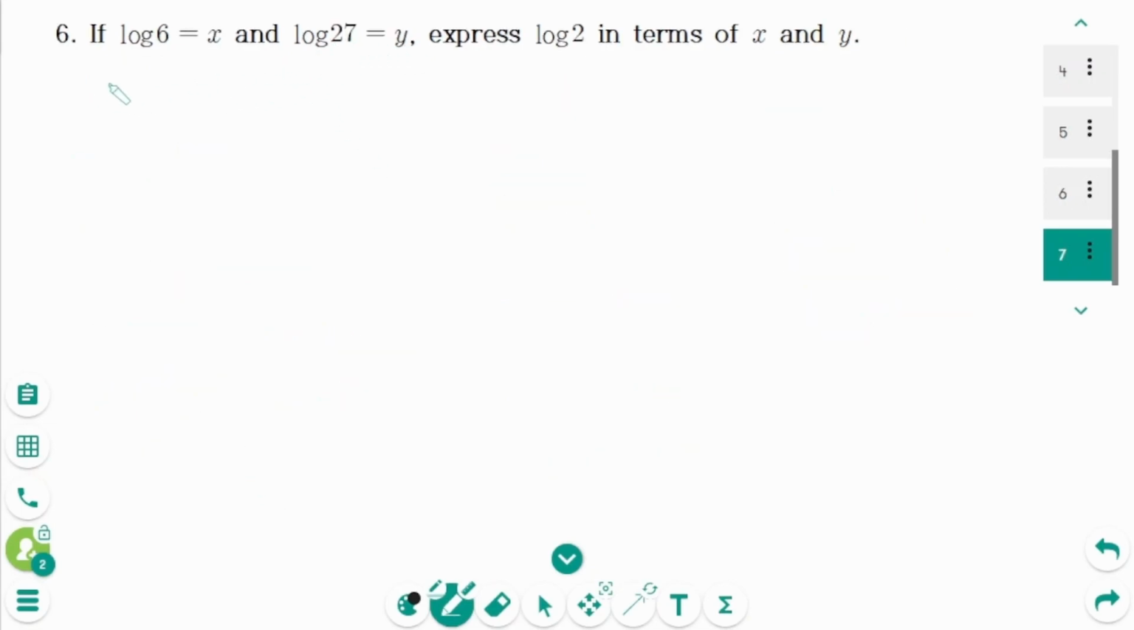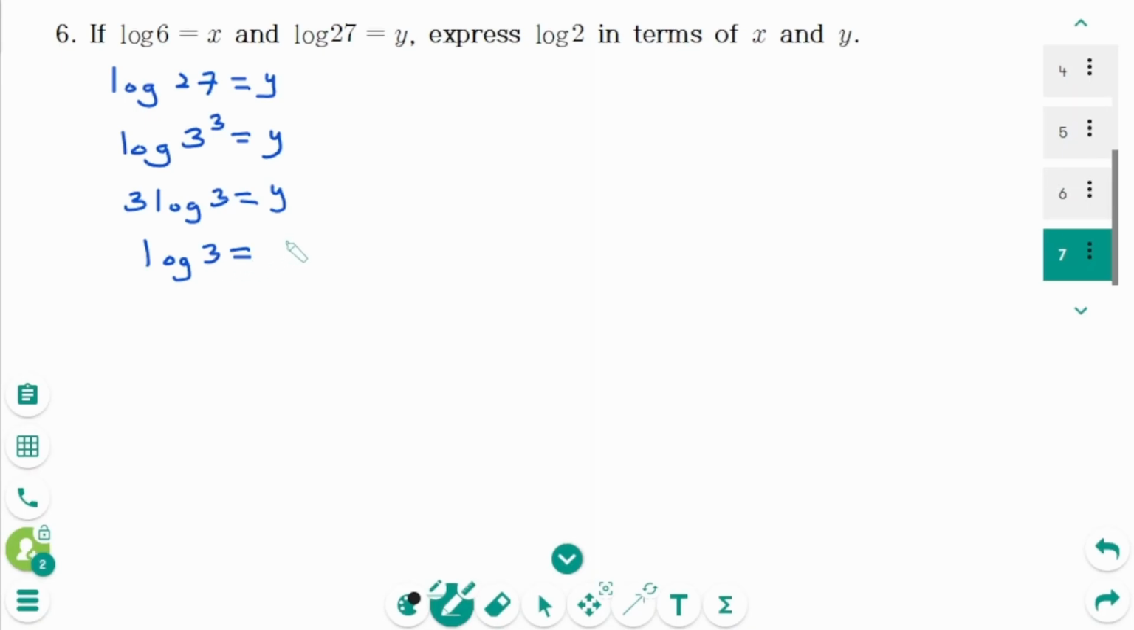Question 6. Log of 27 equals y. Log of 3 cubed equals y. 3 moves here. 3 log of 3 equals y. Then divide by 3 on each side. Log of 3 equals y over 3.